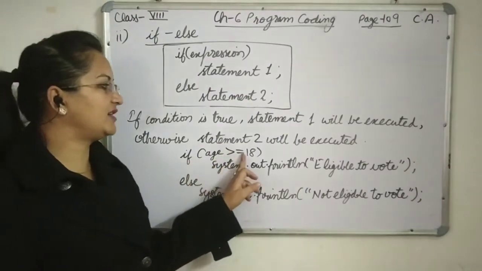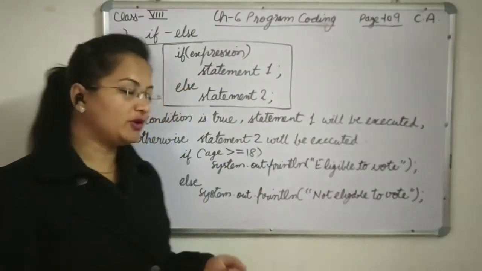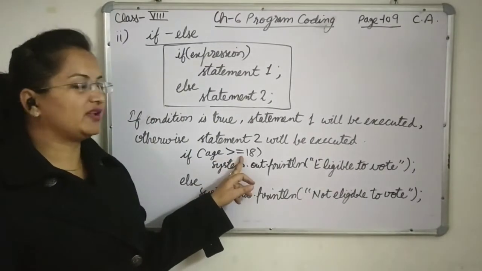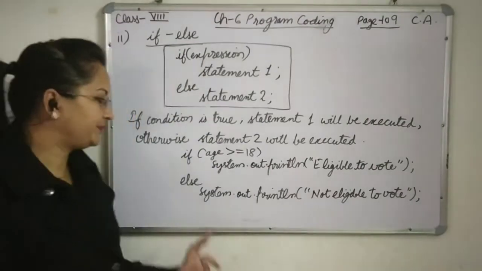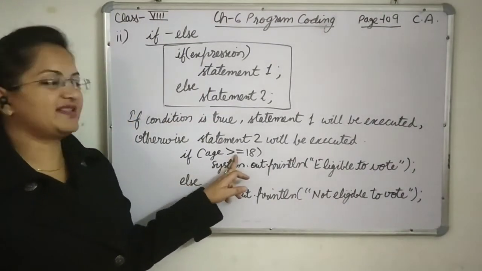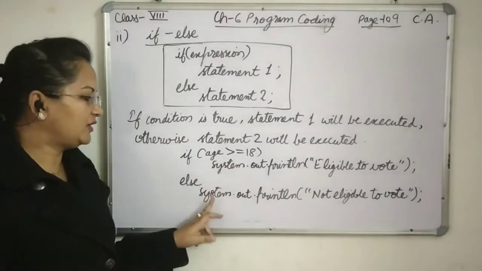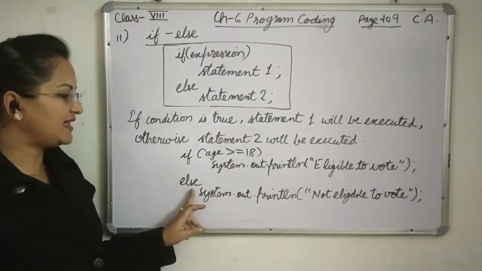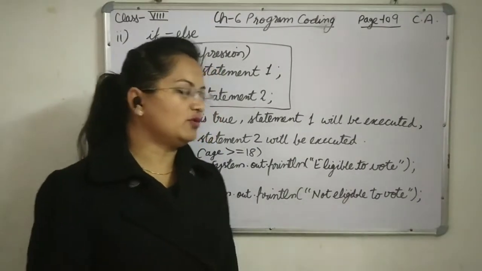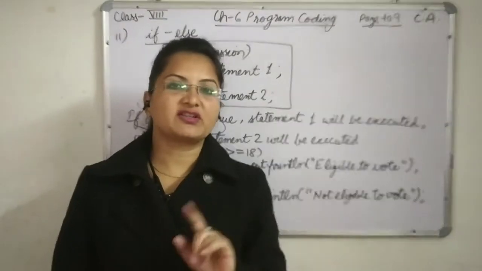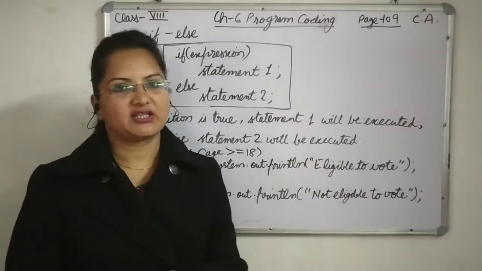If age is greater than or equal to 18, you know very well the person is eligible to vote. So if the age is 18 or greater, then what will be printed? Eligible to vote. And if the person is 16, that means this condition is false, so statement 2 will be executed. That means the else statement will be executed, and what will be printed? Not eligible to vote. I hope students, now you are capable of writing programs based on conditions.